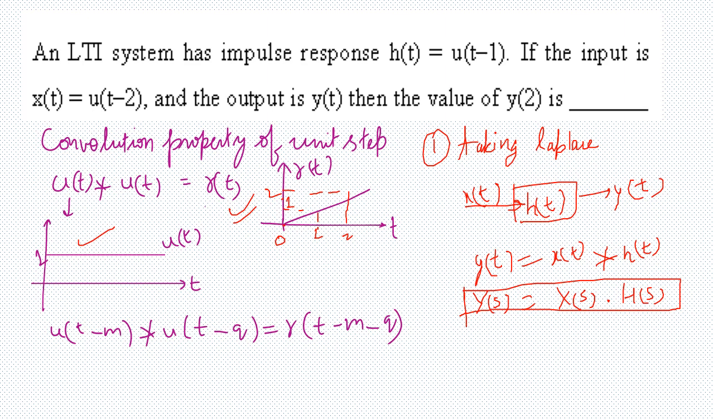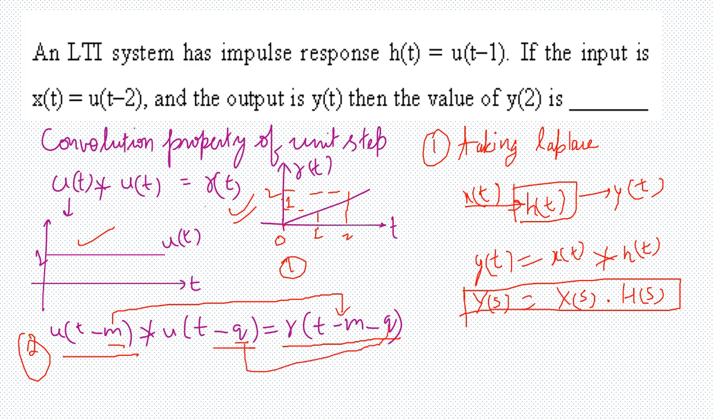Now this is one property that we need to use, and the second property is when there is a delay. The same convolution is being done, but there is a delay of m and q units. We are generating a ramp, but it has the combined delay. Say m unit delay was there for the first unit step, and q unit delay was there for the second unit step. So we are combining it: r of t minus m minus q. All that delay is going to be added up.